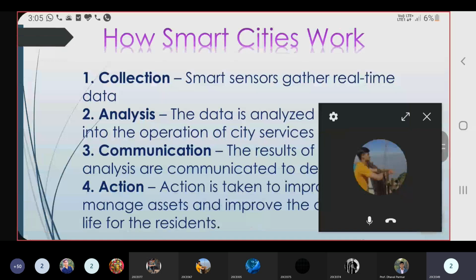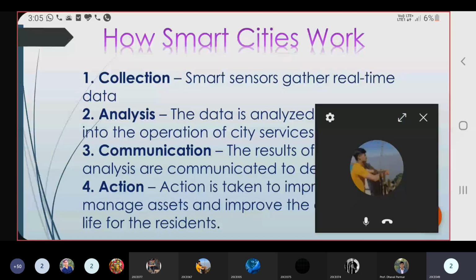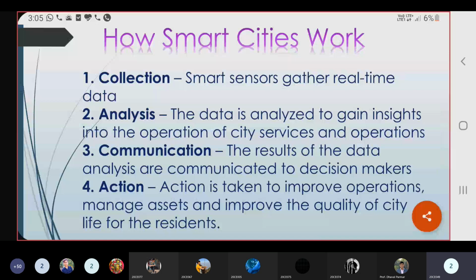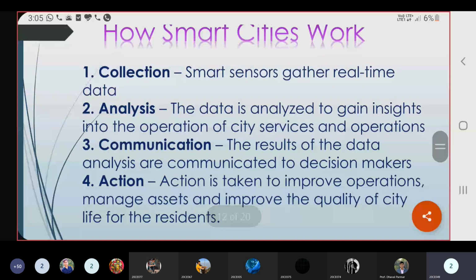Hello friends, my name is Ramir and my ID number is 20C049. Now I will explain how smart cities work. First, collection. Smart sensors gather real-time data. Second, analysis. The data is analyzed to gain insights into the operation of city services. Third, communication. The results of the data analysis are communicated to decision makers. Fourth, action. Action is taken to improve operations, manage assets, and improve the quality of life for the residents.